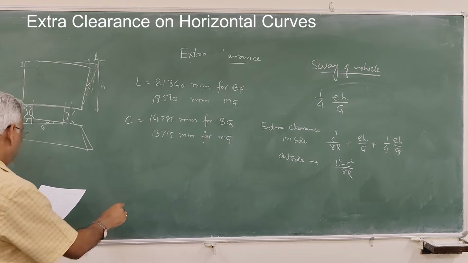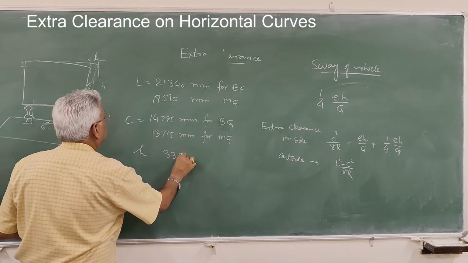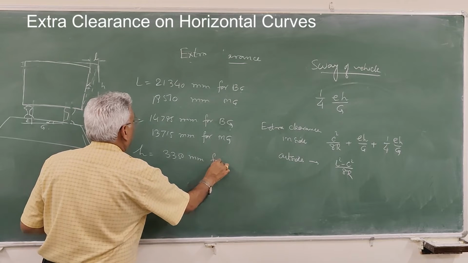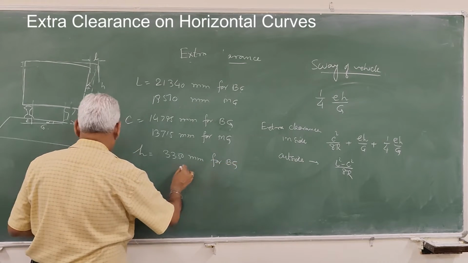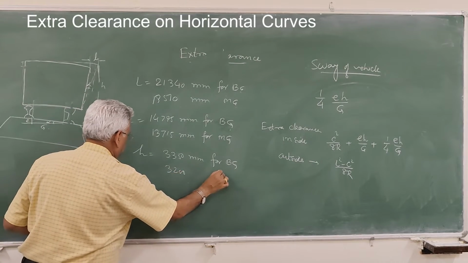Height of the bogie, H, is 3,350 millimeter for broad gauge and 3,200 millimeter for meter gauge.